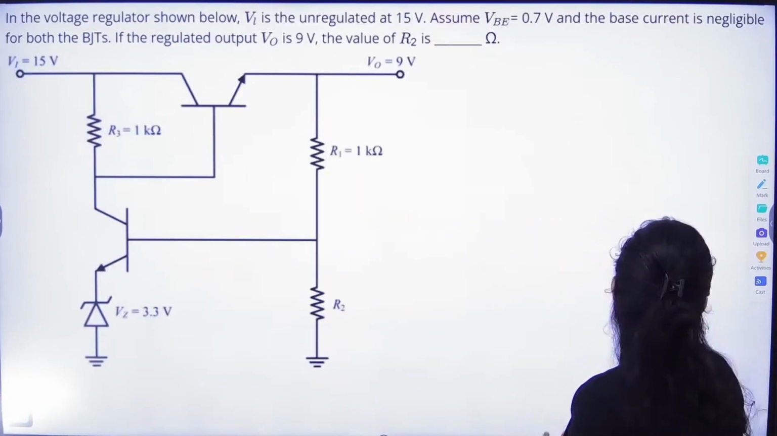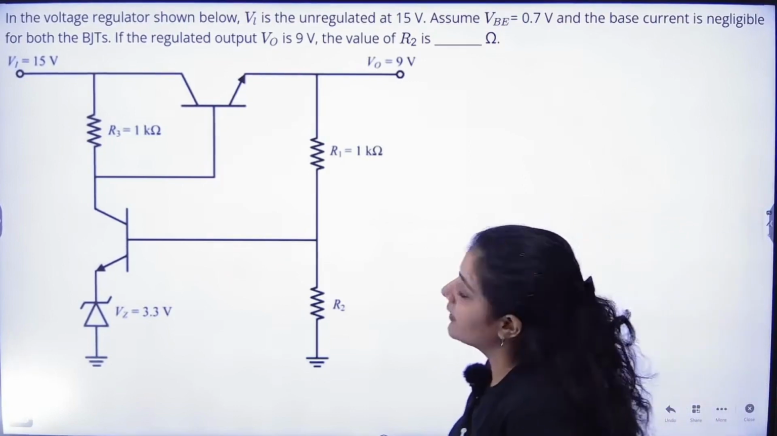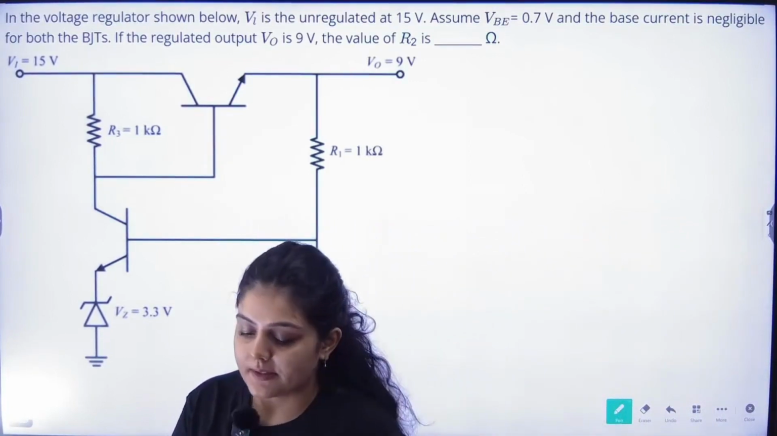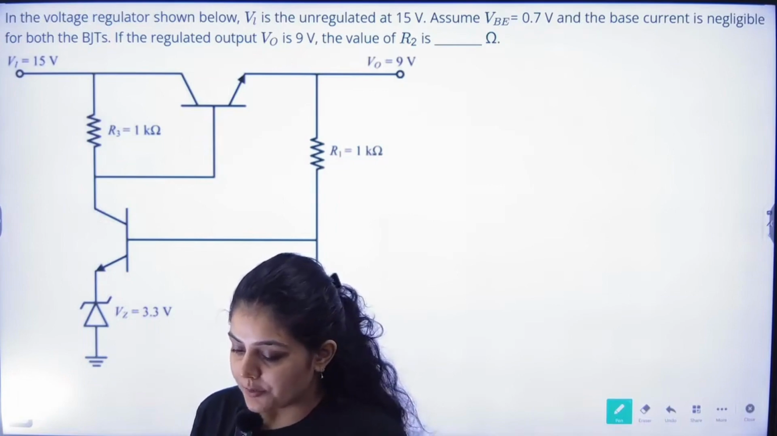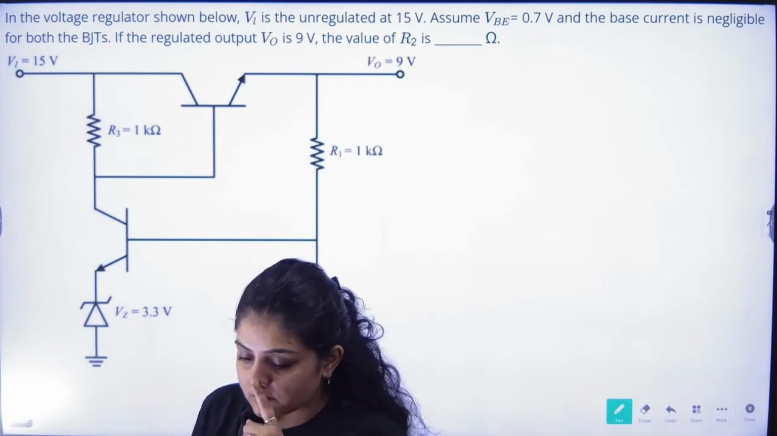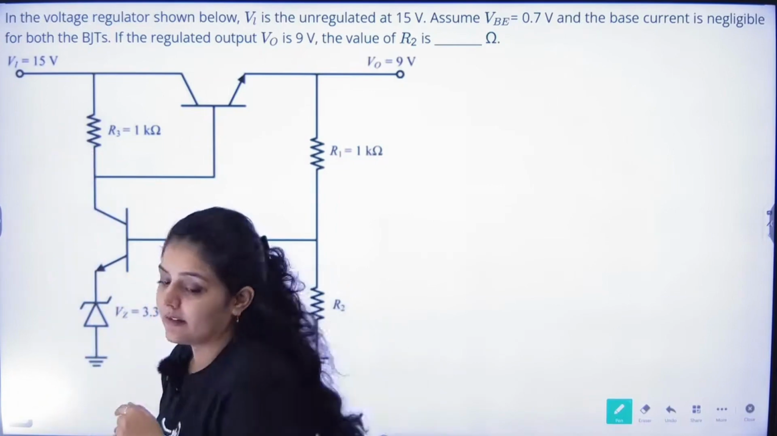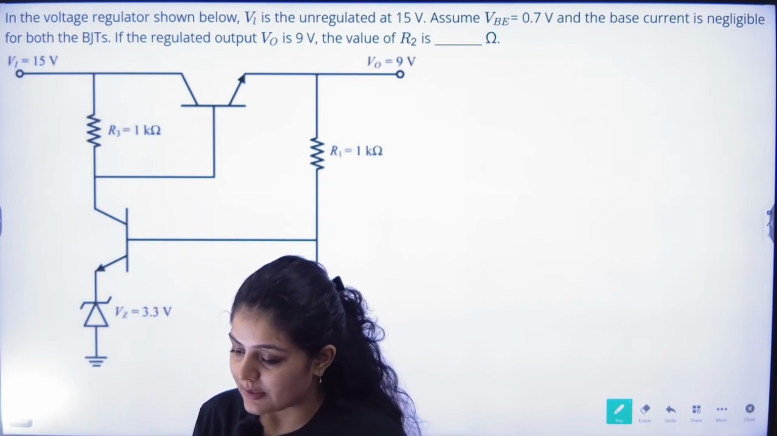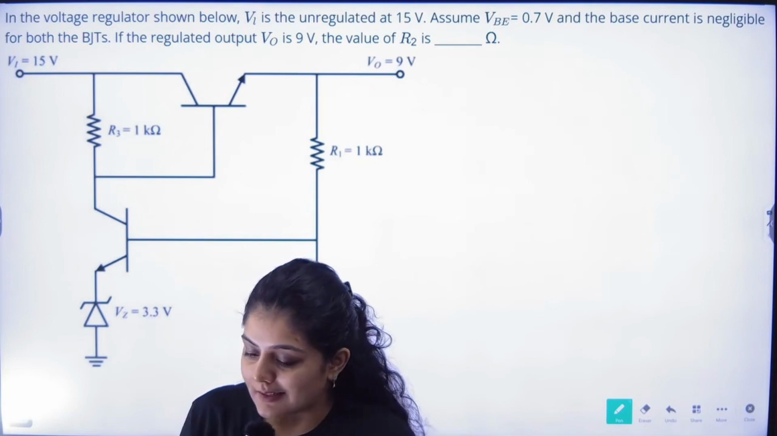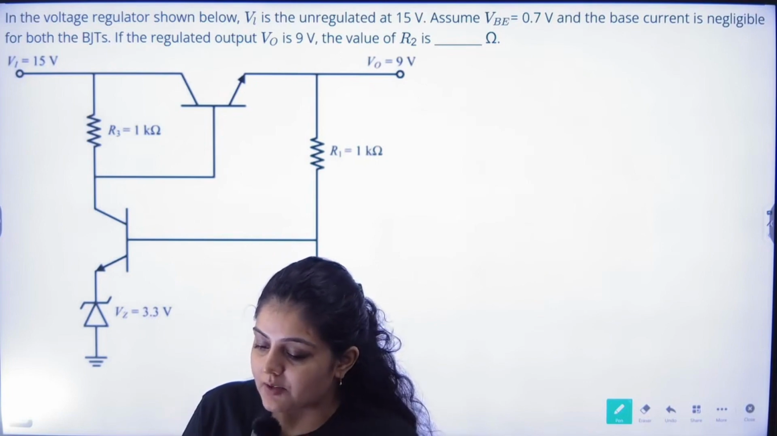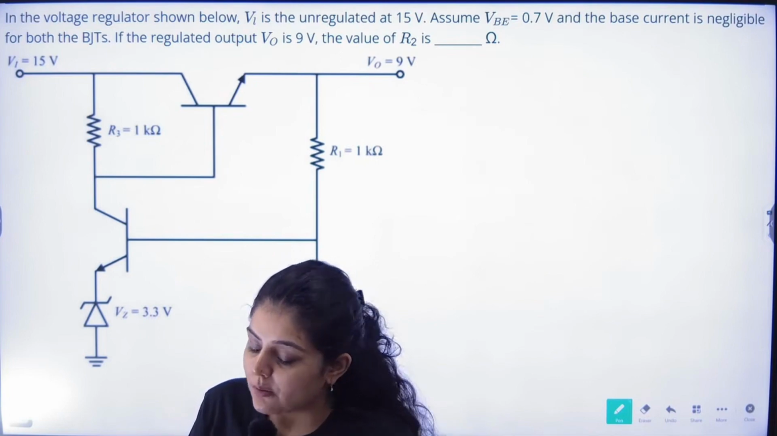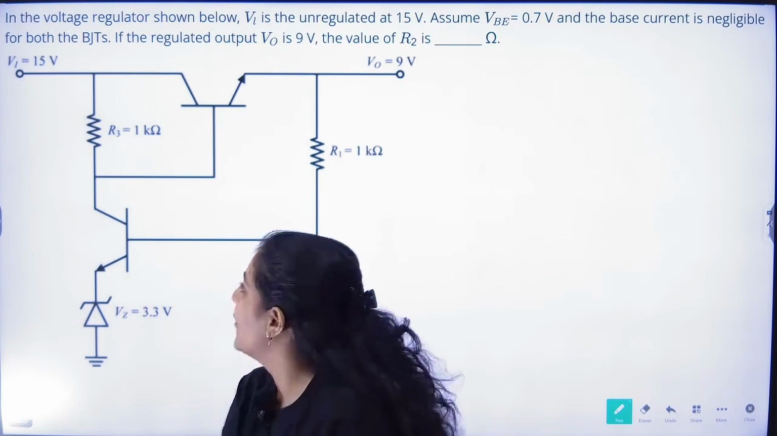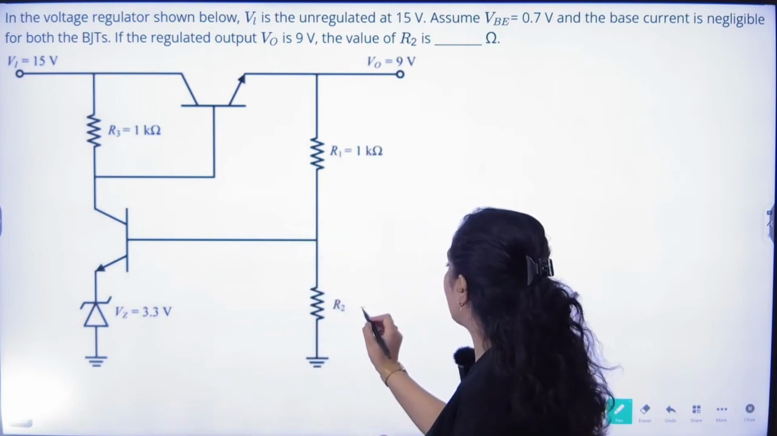Okay, so this is our question. It says that in the voltage regulator circuit shown below, VI is equal to 15 volts. Assume VBE is equal to 0.7 and the base current is negligible for both of the BJTs. If the regulated output is equal to 9 volts, the value of R2 will be equal to what? You have to find out this value.